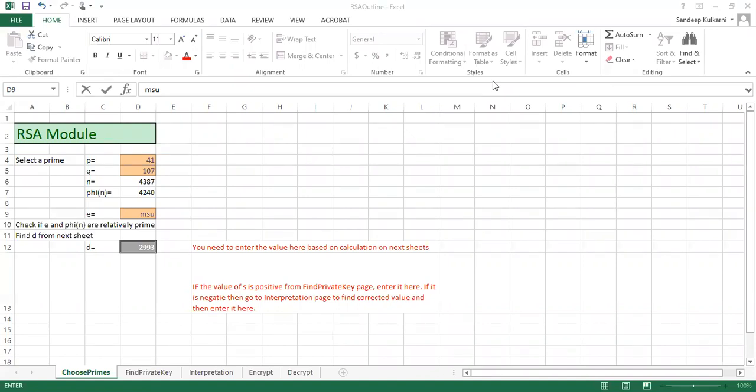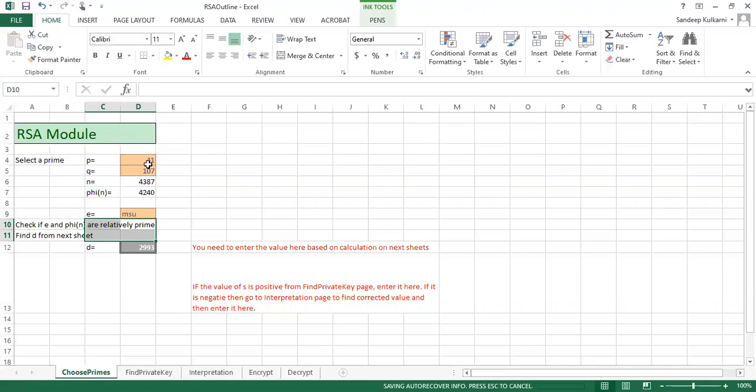So if you recall, what we do for RSA cryptography is we start with two primes, the prime P and prime Q. I have just chosen two primes here. You could change these primes to anything else you like. You have access to web pages that will give you a list of primes, so you can change this to anything you like as long as they're primes.